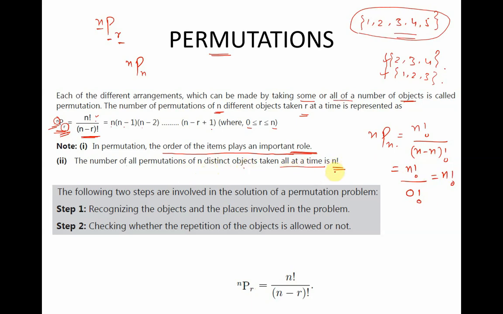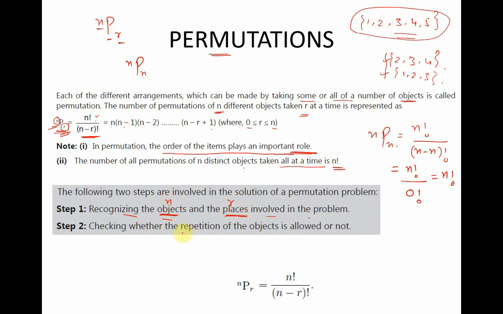So if you have been given a problem and you have to identify the number of permutations, what are the various steps that we have to go through? Number 1, recognizing the objects and the places involved in the problem. Objects means how many objects are there which have to be placed, and the places in which these objects are to be placed. So this becomes our n and this becomes the r.